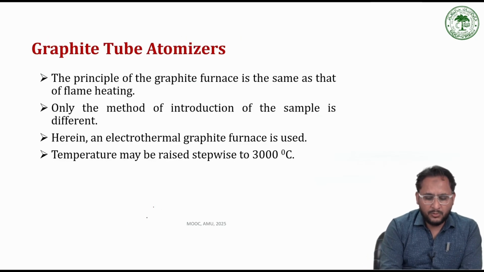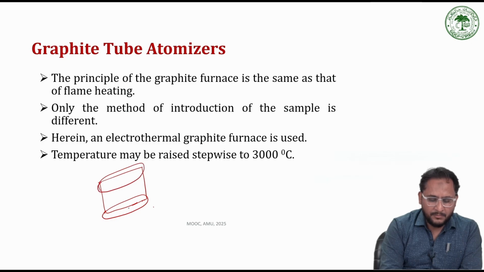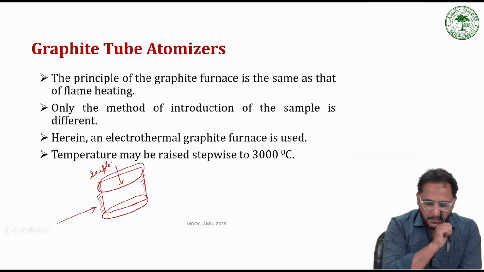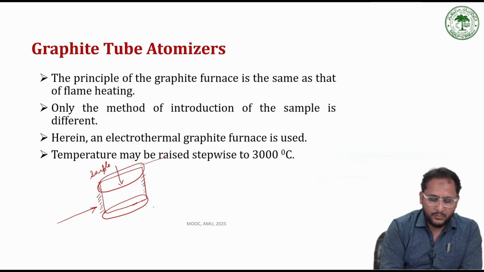These graphite tube atomizers are rectangular chambers that are made of graphite. We have two graphite electrodes, one forms the bottom part, the other forms the upper part, and then we have two optical windows here which allow the UV or visible light to enter into this atomizer. Sample is introduced from the top, and with the help of these two electrodes, the sample is atomized here.